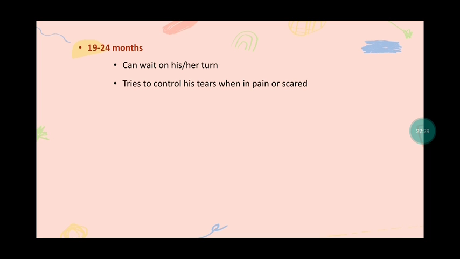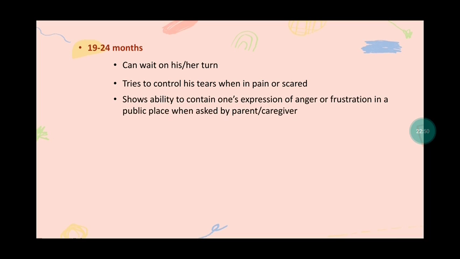Next is tries to control his tears when in pain or scared. Kanang diri kay kanang makapugong na siya sa iyahang luha when kanang na siya na feel na pain or nahadlok siya. Next is shows ability to contain one's expression of anger or frustration in a public place when asked by parents or caregiver.